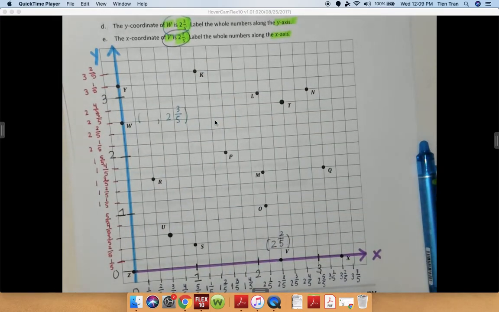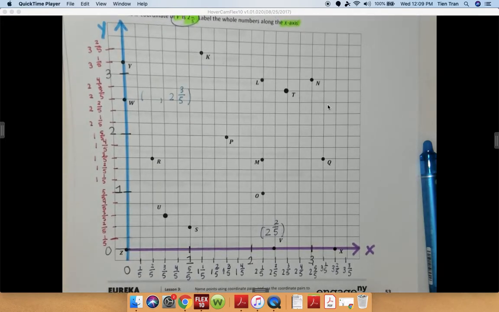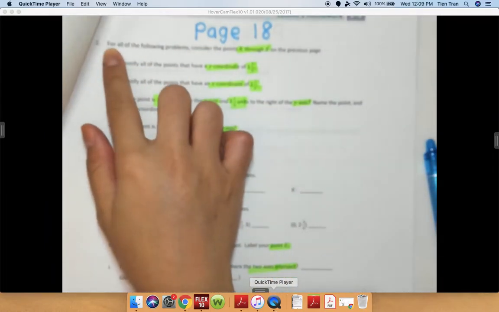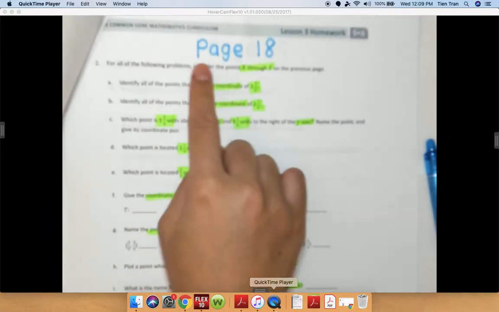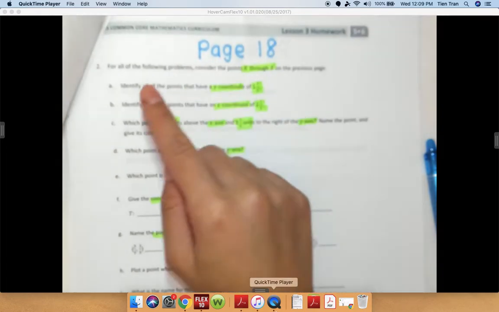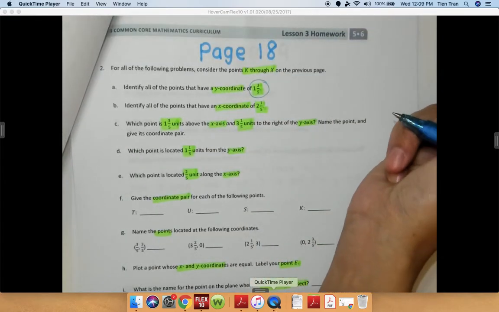If that helps. So now that I wrote all of my coordinates, this is a good time to pause your video and write everything down, or you can follow along as you already are. So the first question asks me, I have to turn the page. For all of the following problems, consider the points K through X on the previous page. Identify all the points that have a y-coordinate of 1 and 3 fifths.